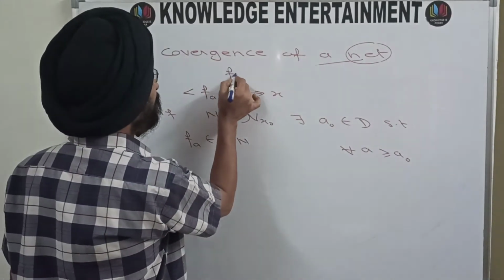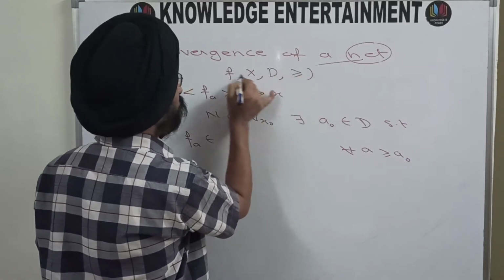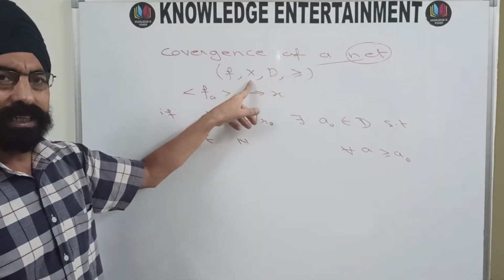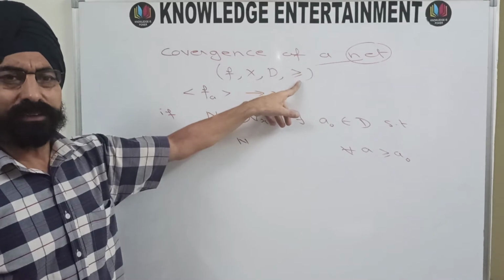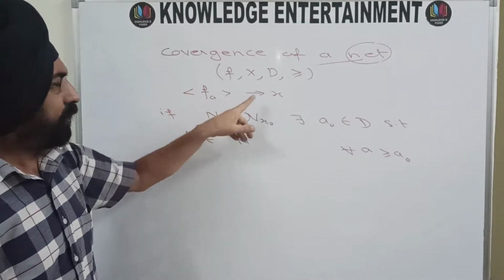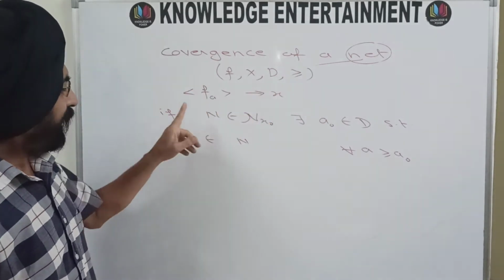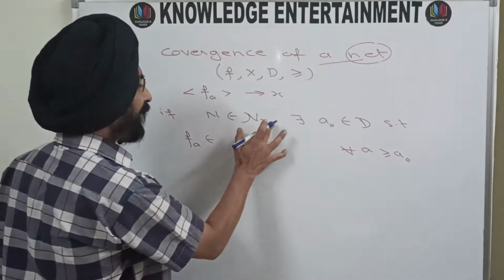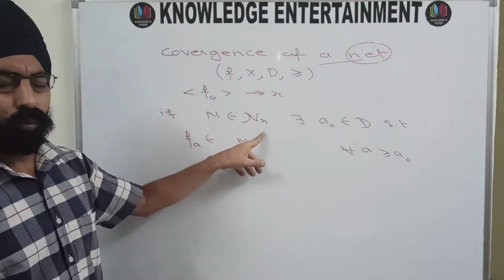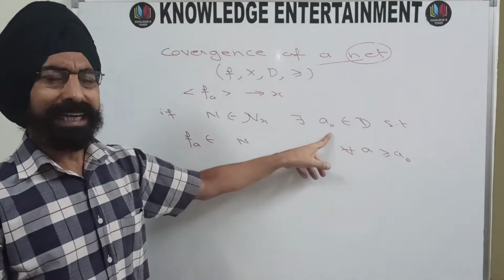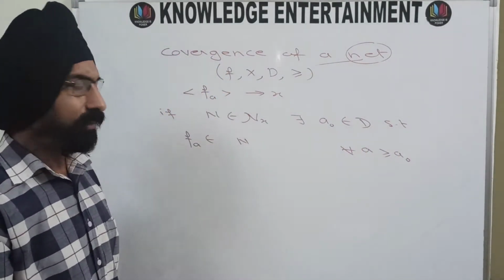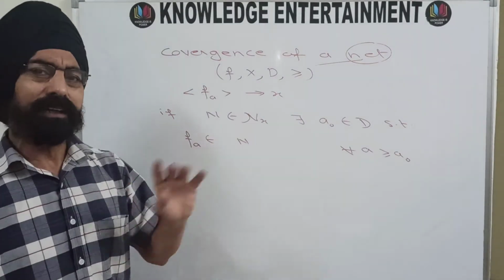So if (f, X, D, greater than or equal to) is a net with D the directed set as the domain, X as the range, and this is the binary relation which we are using, that means follows, then the net f_a is said to converge to a point x if for every neighborhood N of the point x, not x naught now because f_a is converging to x, there must exist some a naught in D such that whenever a follows a naught, your f_a must be in the neighborhood.